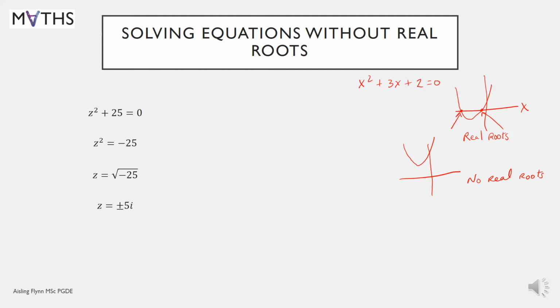Okay, so in this case, we introduce i as the square root of minus 1, and we get z equals plus or minus 5i. So plus minus, it means that one of the roots is plus 5i and one of the roots is minus 5i. So as with all quadratic equations, we do get two roots. In this case, one is plus and one is minus.